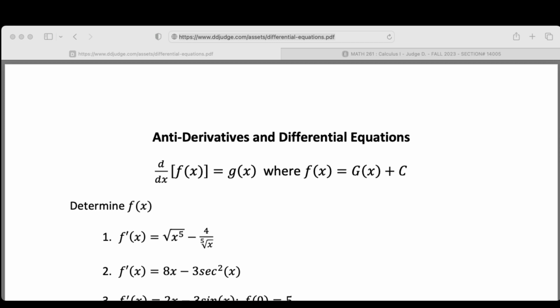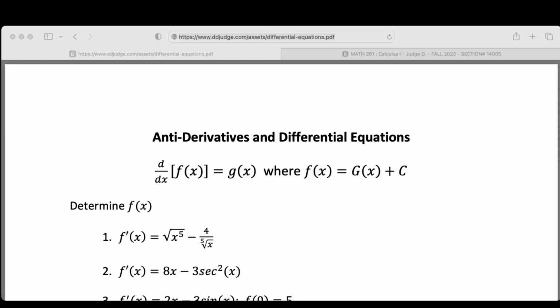And let me go to your book really quick. Yeah, your book doesn't give a lot of information about this. It just says, hey, let's go take a look here. I have this worksheet on my website known as Antiderivatives and Differential Equations. So what I'll write down here now on my notes is exactly that.